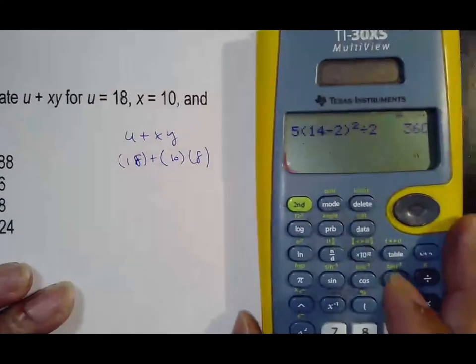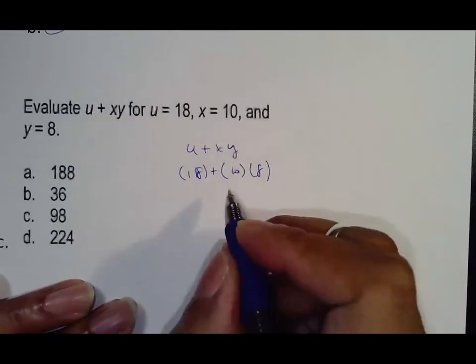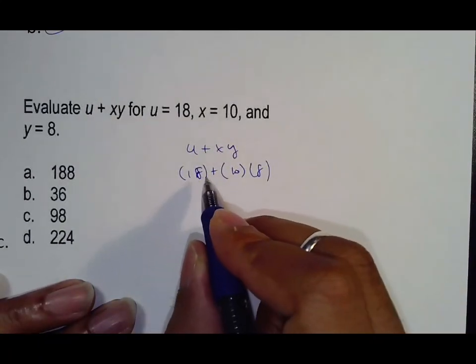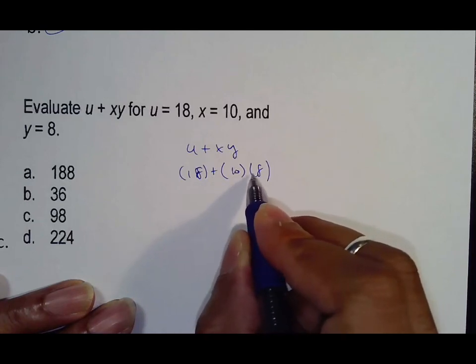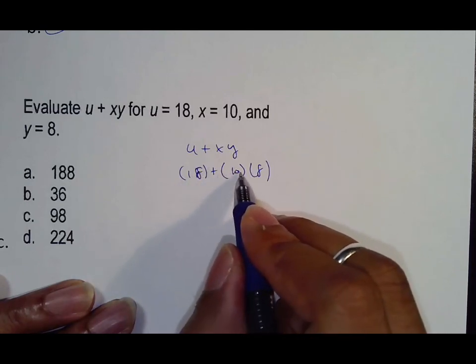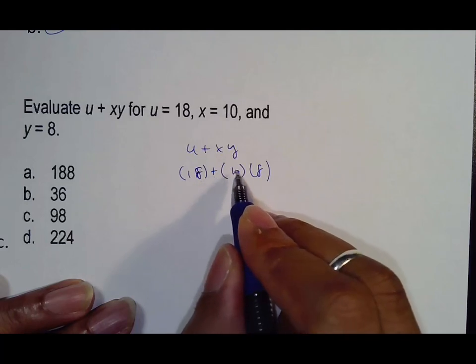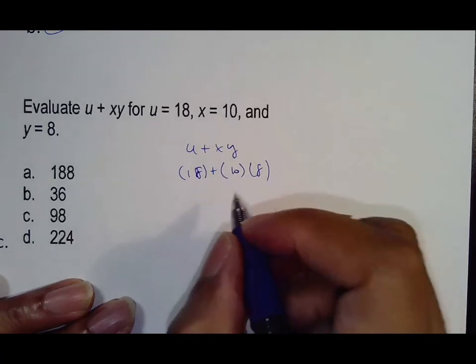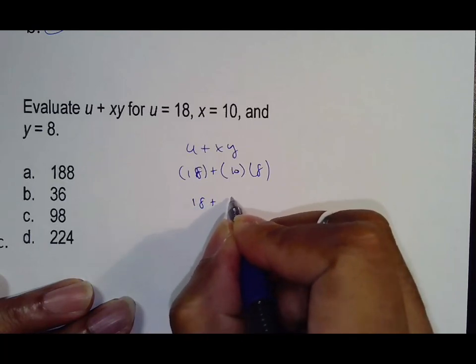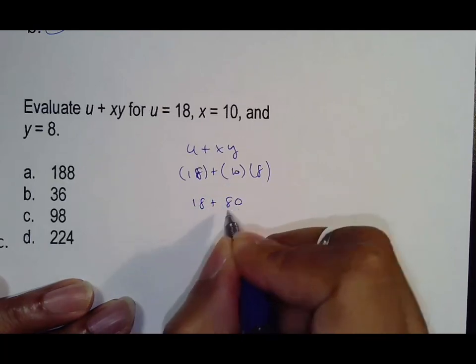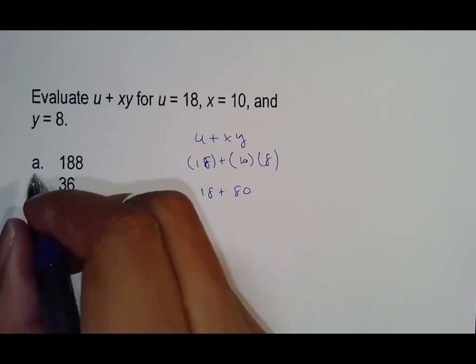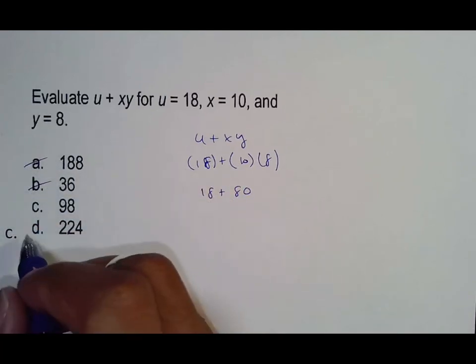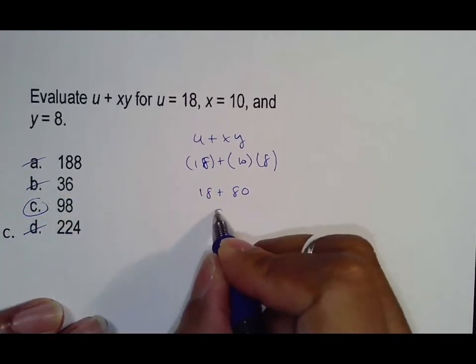And again, all I have to do at this point, I could actually do order of operations here, because it's 18 plus 10 times 8, because remember, those two are right by each other. Again, the attachment between 18 and 10 is addition. The attachment between 10 and 8 is multiplication, so 10 times 8 should be done first. I really don't need that, but 10 times 8 is 80, and 18 plus 80 obviously is not 188, is not 36, is not 224, has to be 98.